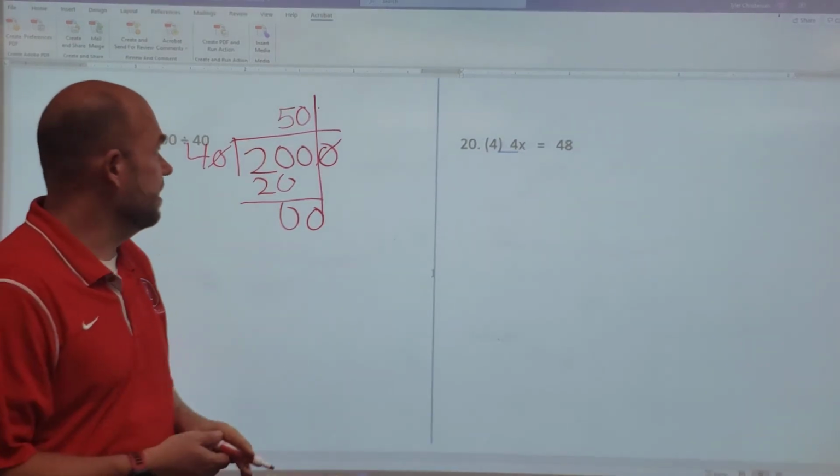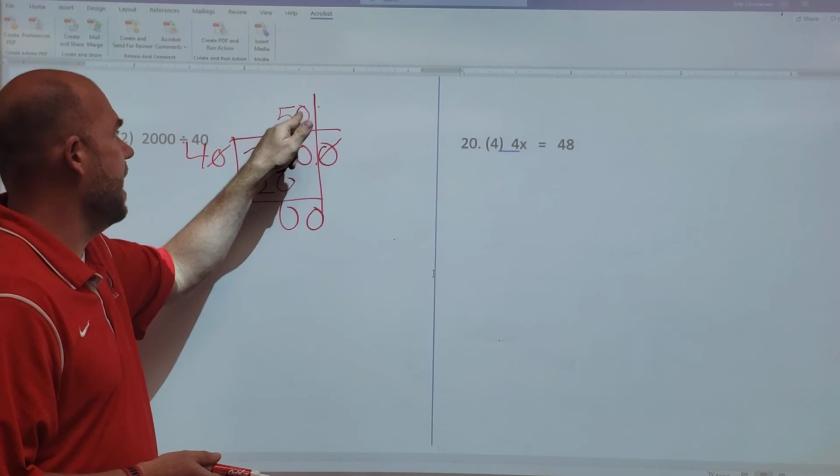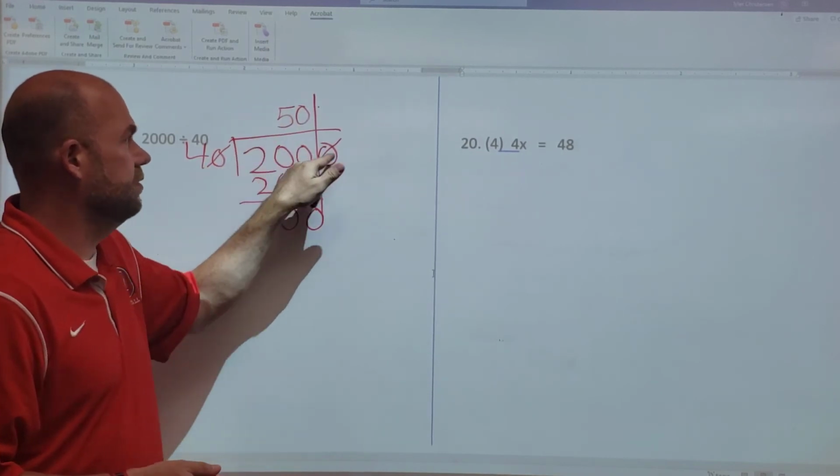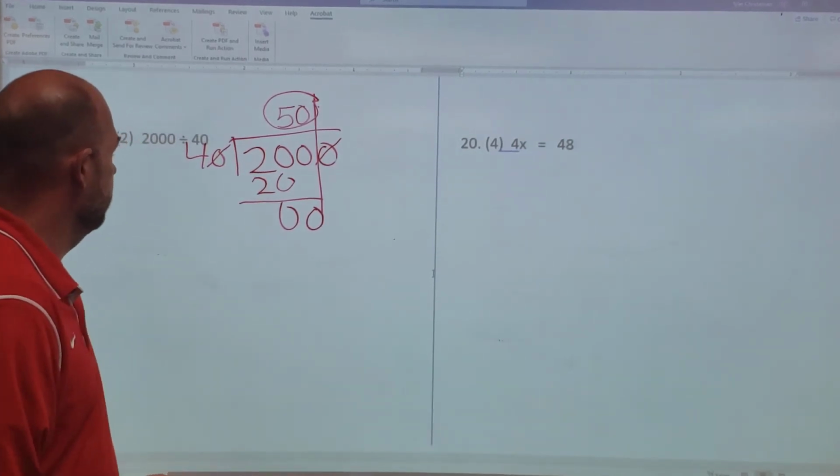The way we check this is if we do 40 times 50, you can just do 4 times 5 is 20, and then add both of the zeros. So 20 plus 2 zeros is 2,000. So it checks out. 50 would be your answer.